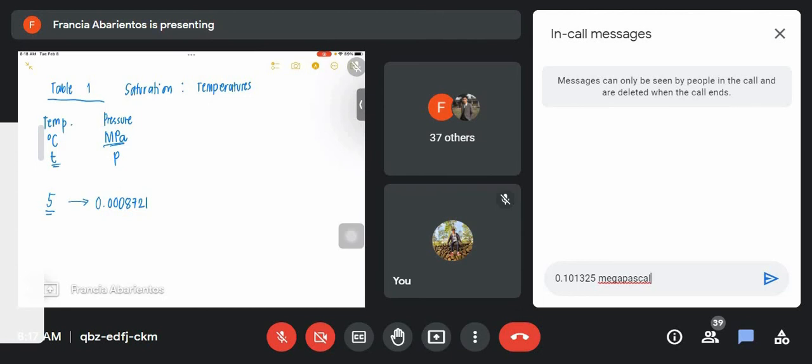Megapascal to, class, ha? Convert mo yan into kilopascal. Bakit? Kadalasan, class, na ginagamit natin sa solution is in kilopascal. Okay, convert nyo nga in the chat box. Tingnan ko, class. You have your calculator with you. Ngayon, kunin ko din yung calculator ko.